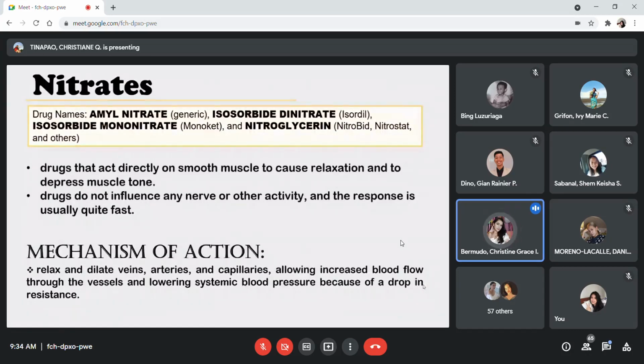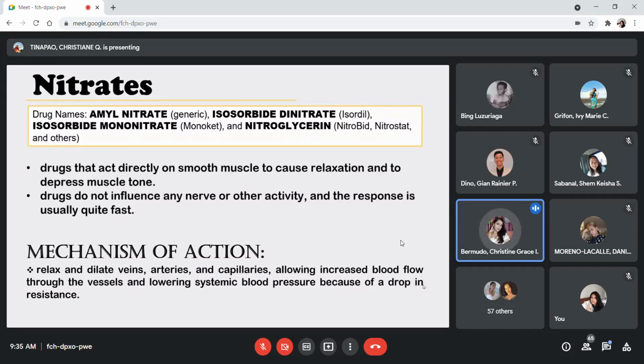So now let's proceed to the first group of drugs under the anti-anginal agents, which is the nitrates. Nitrates are medications that relax and depress the muscular tone by acting directly on the smooth muscle. These medications have a direct impact, thus they have no effect on nerve or other activities, and the response is usually quite quick or fast.